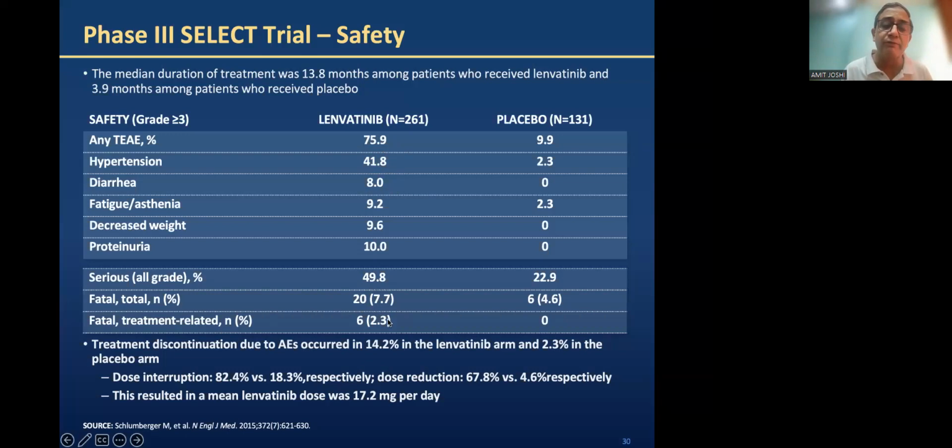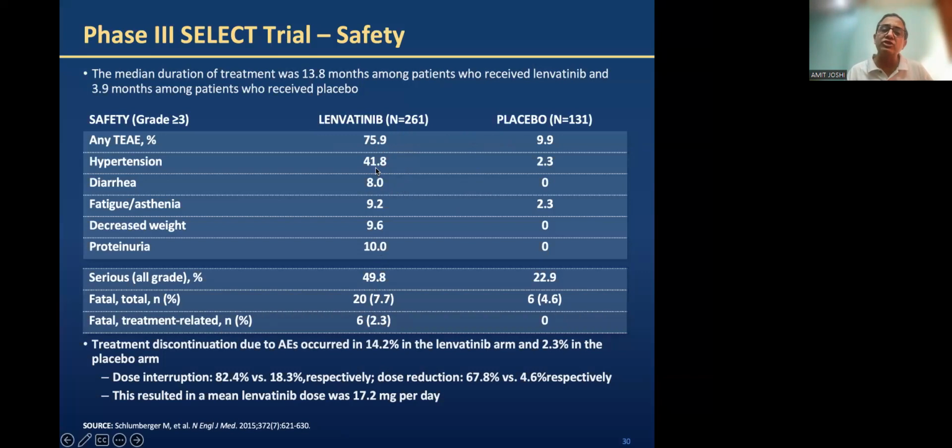What I was discussing previously, unfortunately 3% of the patients died because of the toxicity of the drug, which includes hypertension leading to brain hemorrhage, renal dysfunction, and proteinuria, which I mentioned. So this slide is showing that although lenvatinib is very effective compared to the placebo, it definitely comes with a bag of its own toxicity.